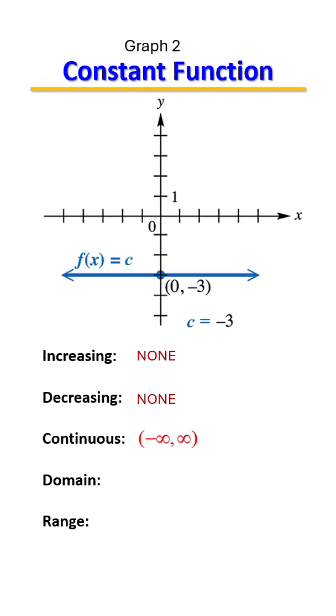Domain: how far does it extend to the left and how far does it extend to the right? Again, because we have these arrows on both ends, it's going to go forever to the left and forever to the right. So that's from -infinity to +infinity. Now, range is not going to be from -infinity to +infinity, because range is how high and how low. The graph is not going to go anywhere up here, and it's not going to go anywhere down there. The only point where the graph is, is at -3. So your range is simply -3.